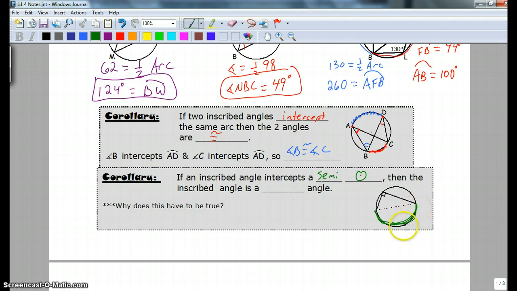It intercepts a semicircle, or 180 degrees, and since the measure of the angle is 1/2 the intercepted arc, if this is half a circle, 180 degrees, this is a right angle. Why does this have to be true? Just like we said, since this is an inscribed angle and the angle is 1/2 the arc, if that angle intercepts 180 degrees, half of that is 90.